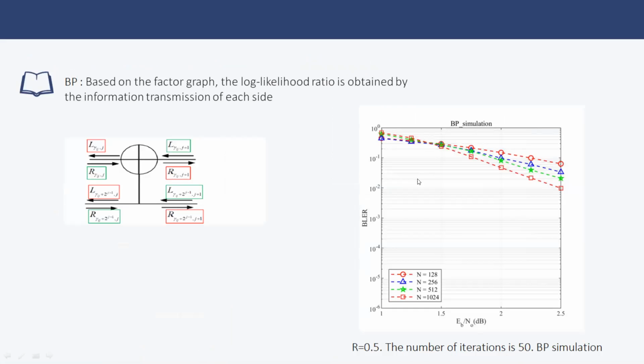For the next part is about the BP decoder. This decoder is based on the factor graph here. The log likelihood ratio is obtained by the information transmission of each node. And here is the simulation result from MATLAB. We can say that also with the increase of the SNR, it will have better performance, and with the increase of the length of the code, it also has better performance here.